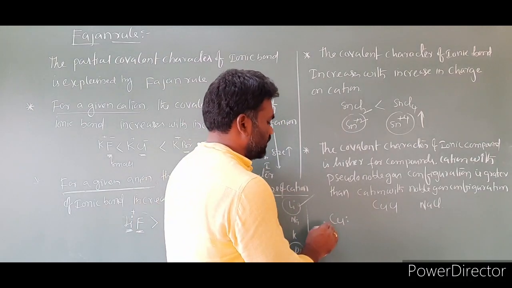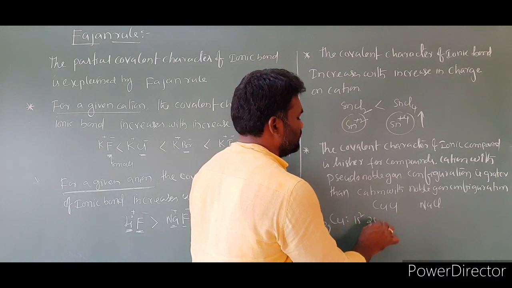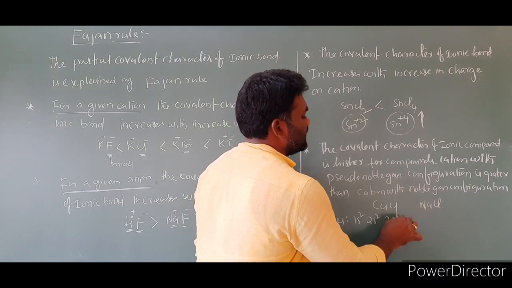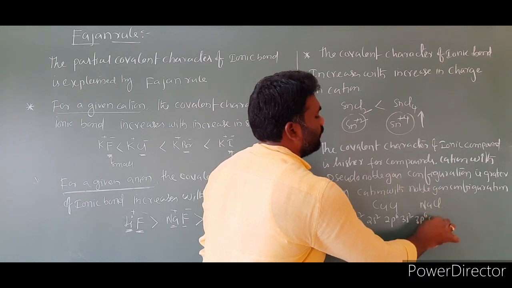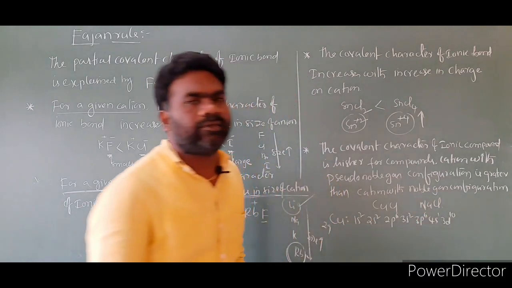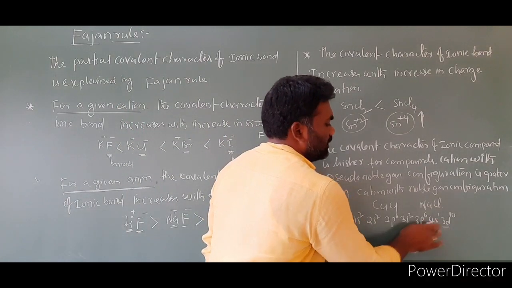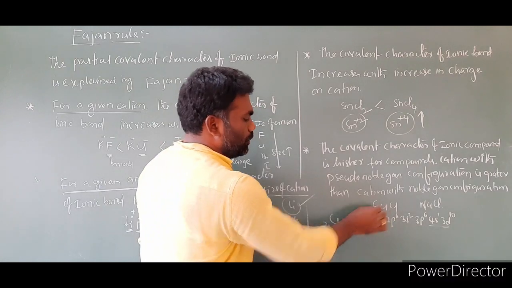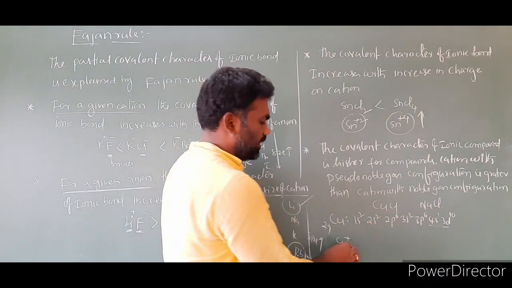Copper's atomic number is 29. Its electronic configuration is 1s2, 2s2, 2p6, 3s2, 3p6, 4s1, 3d10. This is the electronic configuration of copper. Then for Cu plus, in Cu plus Cl minus, we have to remove one electron.